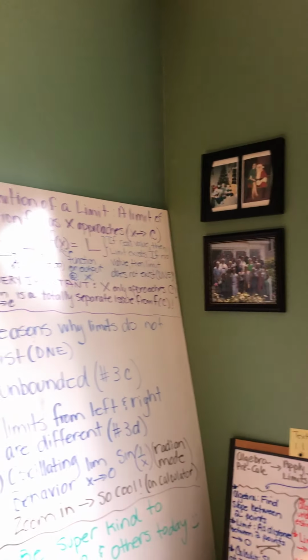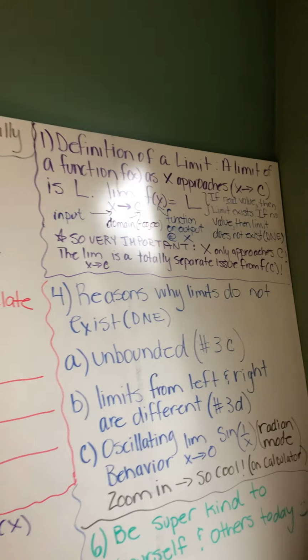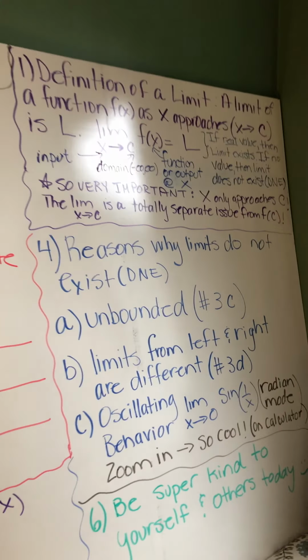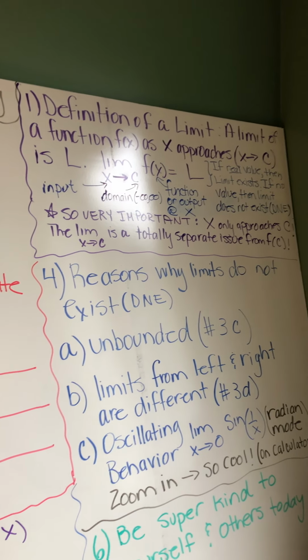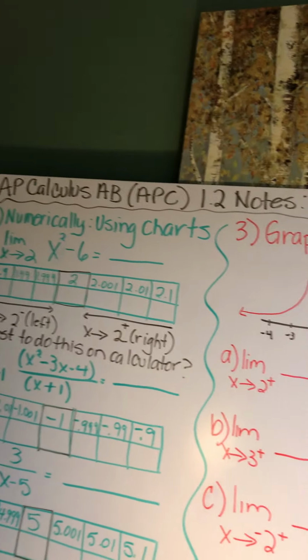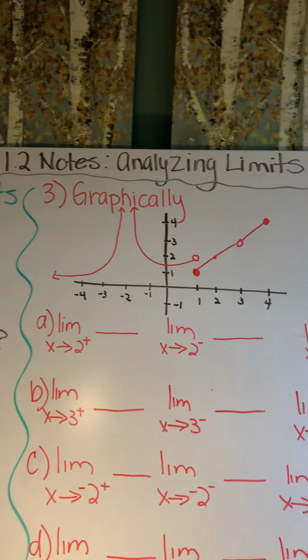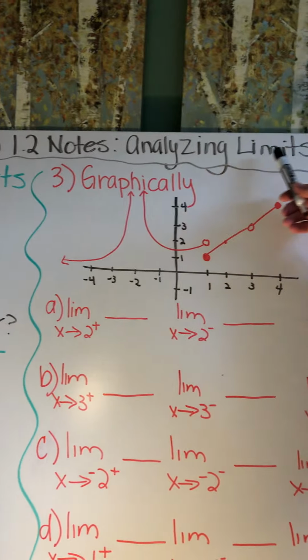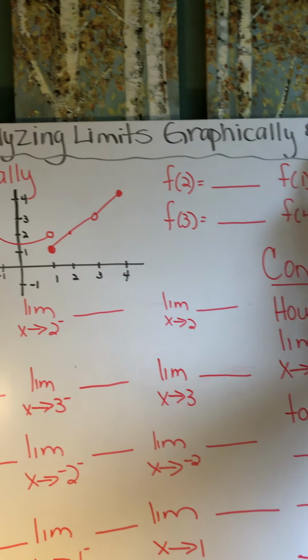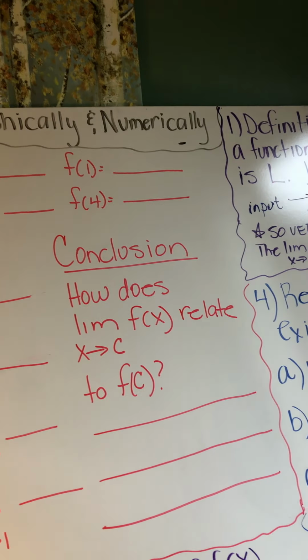I have this on a big whiteboard at home, but most of you were with me last year, so you know that. I will be switching it up and getting you some notes some other ways. What we're doing is AP Calculus AB, that's APC abbreviated, 1.2 notes, analyzing limits graphically and numerically.